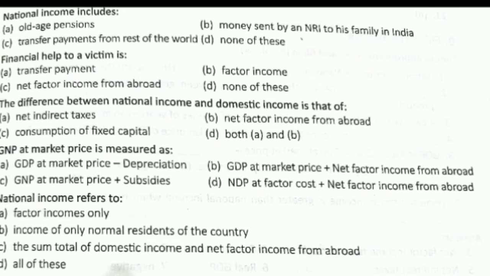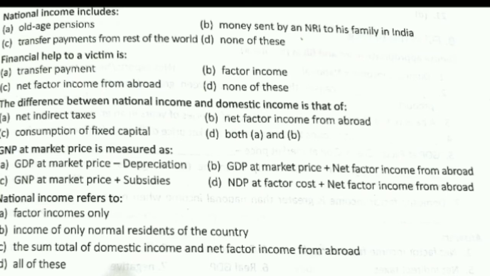Next question, financial help to a victim. Option A, transfer income; option B, factor income; option C, net factor income from abroad; option D, none of these. So it is received as a help. This money is received as a help, so that income is known as transfer income, unearned income. So option A is the right answer.